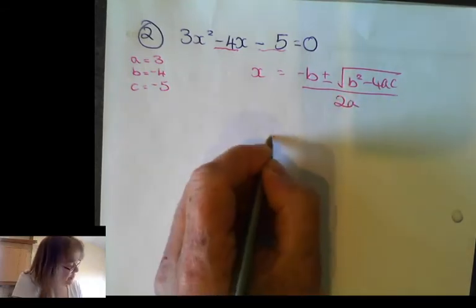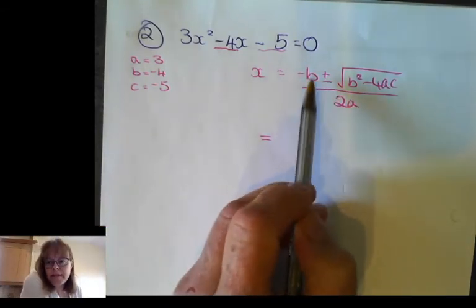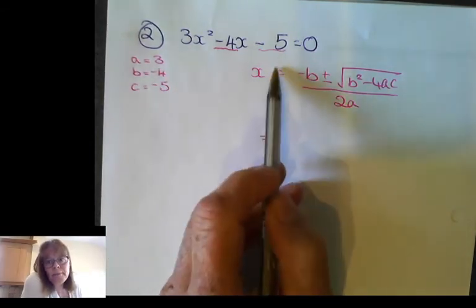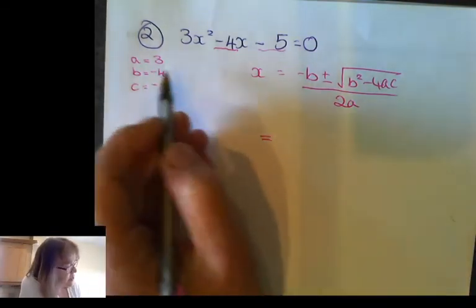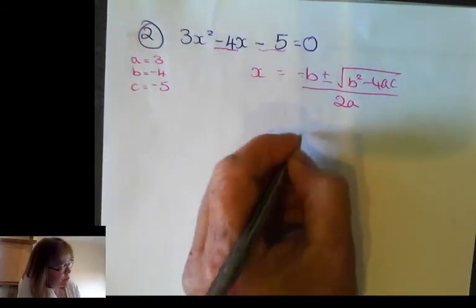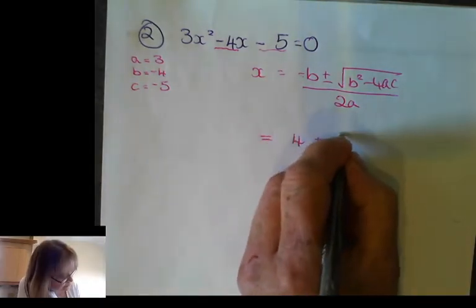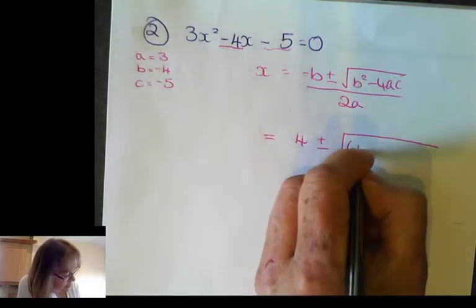And now we need to fill it in. I'm going to slow down a little bit here because there's some new things. So remember, this said negative B. So I need to do negative 4. Minus 4. Well, when I do a minus, I get a positive. So negative 4 becomes positive 4, plus or minus. And then B squared. So this time I'm squaring negative 4.